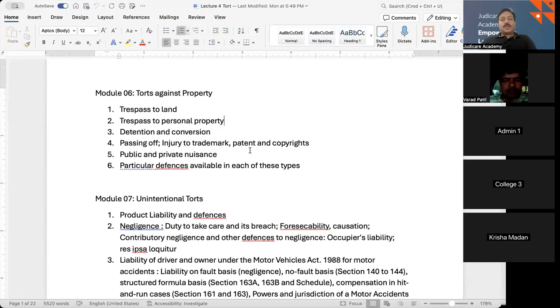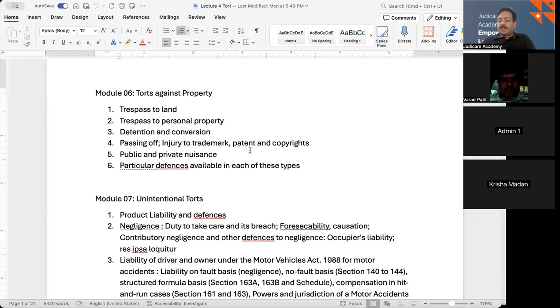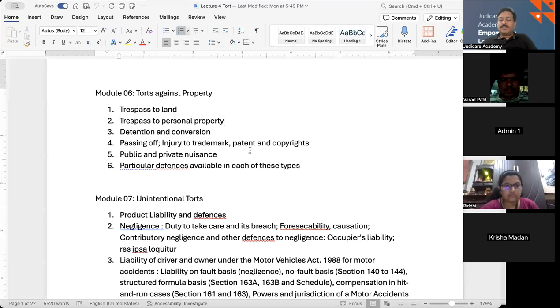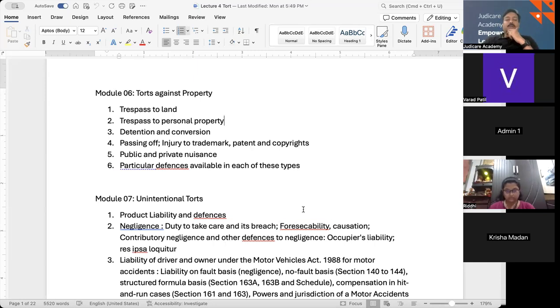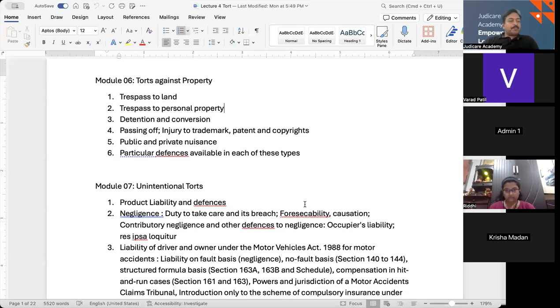So what we do is tort against property, which is chapter 6, and then chapter 7 we have tort against property and unintentional torts. In the unintentional tort part, we have a lot of sections from the Motor Vehicle Act as well. That is the reason I wanted the session to happen today, because this is an important part.